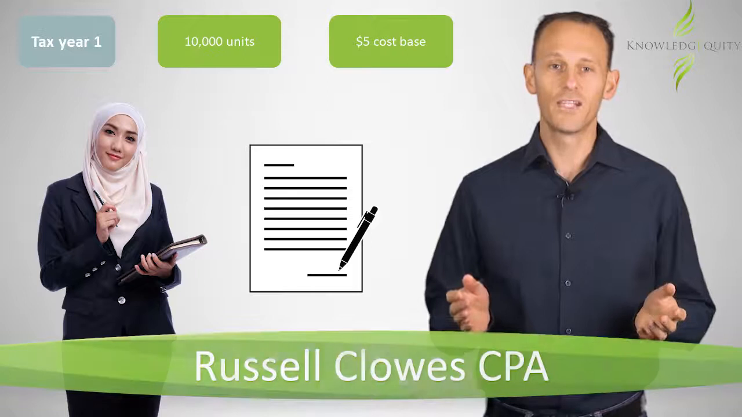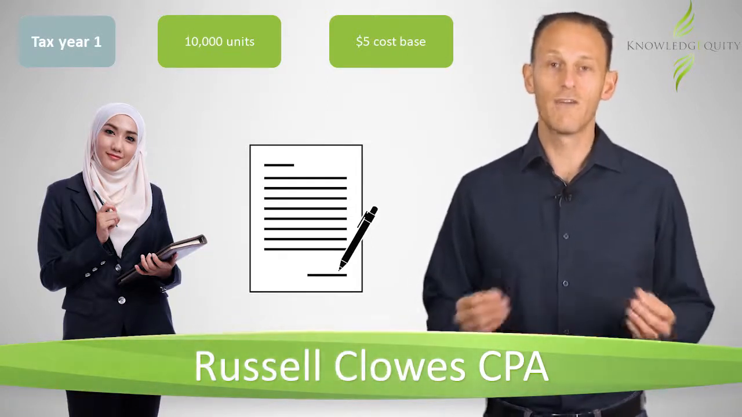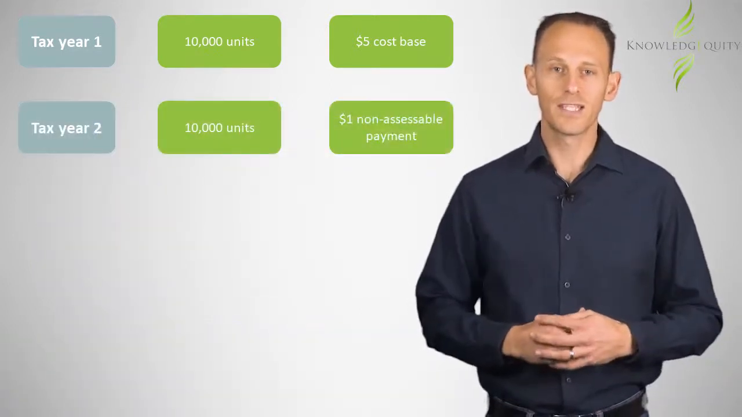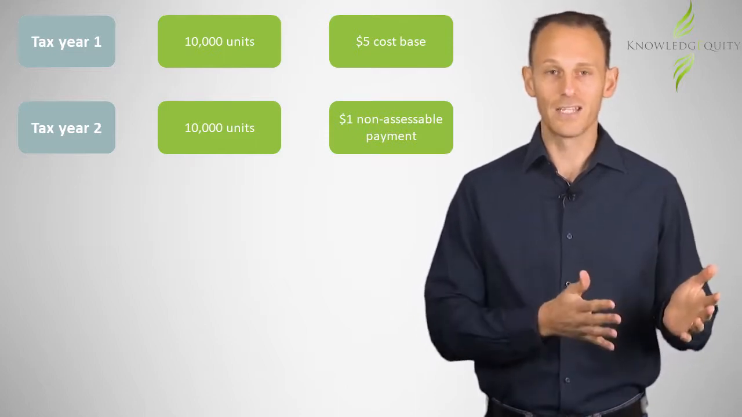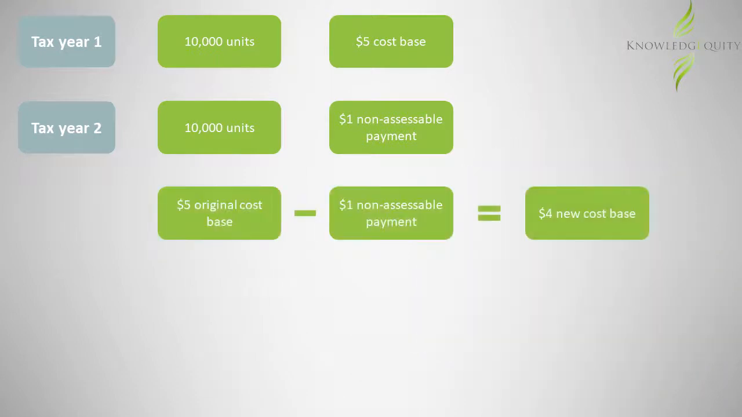Jane bought 10,000 units in a unit trust on 1 July in tax year 1 for $5 each. During tax year 2, the trustee made non-assessable payments totalling $1 per unit. At the end of tax year 2, Jane's cost base and reduced cost base of $5 for each unit must be reduced by $1, giving a new cost base of $4 per unit.